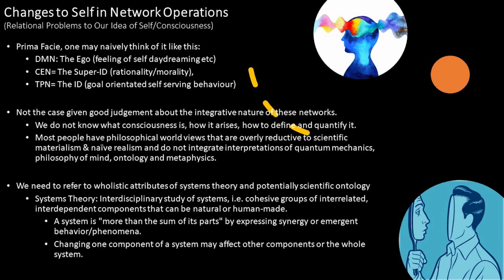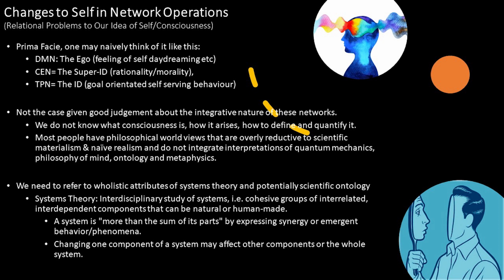So prima facie, or on the surface, it may look to us naively like this: that the default mode network is correlated to the ego because of the feeling of self and daydreaming, etc. The CEN is correlated to the superego, i.e. rationality and morality, and the TPN is correlated to the id, goal-orientated self-serving behavior and such. But this, I don't think, is the case, given good judgment about the integrative nature of these networks.